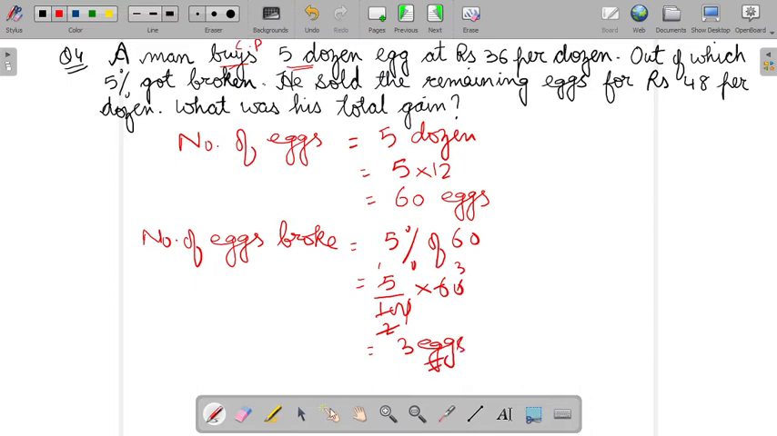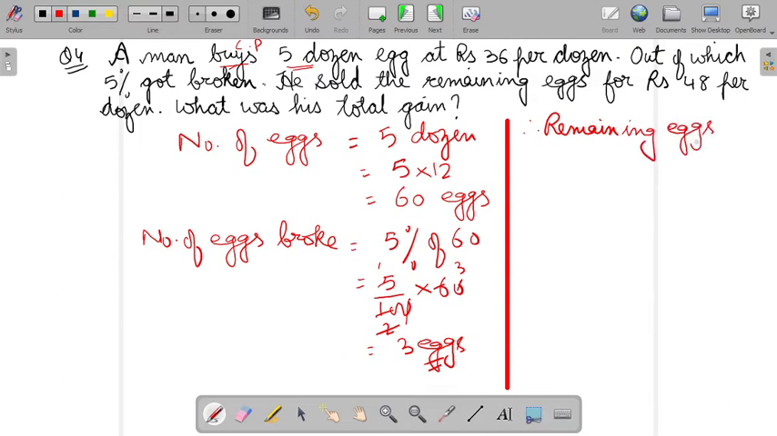So how many would be left now? The left eggs would be the remaining eggs. Therefore, remaining eggs would be how much? 60 eggs are total. So 60 minus 3. So this would be 57. Now we will go for the question.